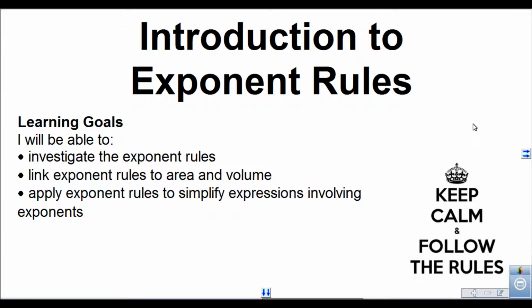Hi, this video is going to introduce you to exponent rules. So the learning goals for this video are to investigate the exponent rules, link exponent rules to area and volume, and then apply exponent rules to simplify expressions involving exponents.